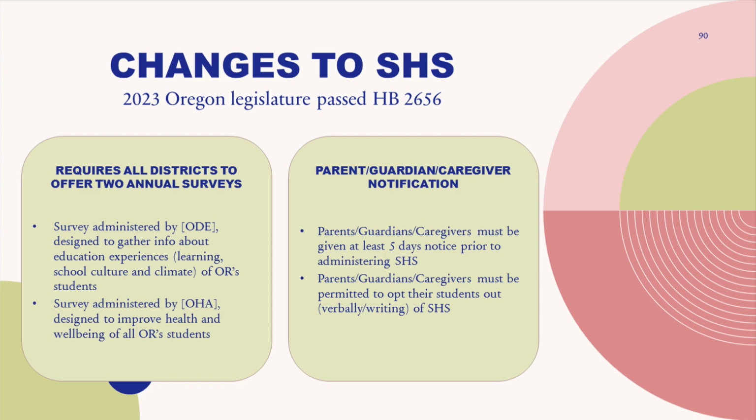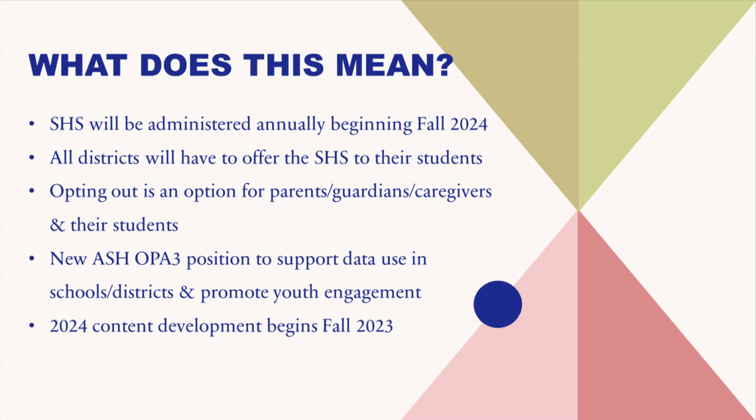Because of this, the Student Health Survey will be administered annually beginning next fall, 2024, as opposed to every other year. All districts will have to offer the SHS to their students. Caregivers and their students will have the option to opt out of participating in the survey.